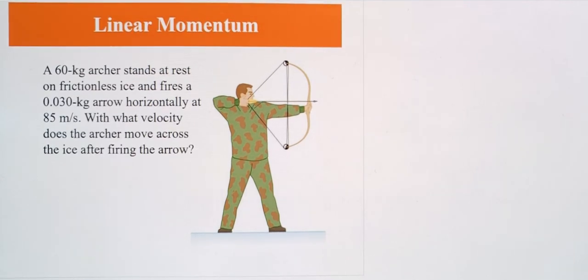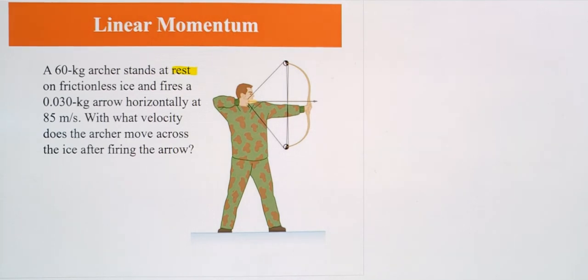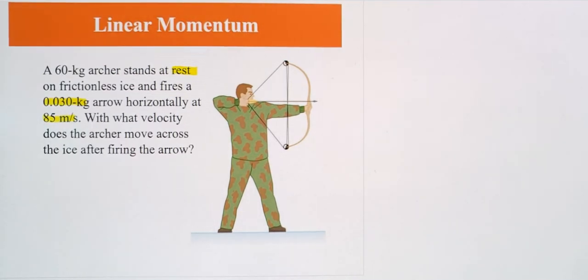So we start with this question. A 60 kilogram archer stands at rest, so that means he's not moving, on frictionless ice, and fires a 30 gram arrow horizontally at a certain velocity, 85 meter per second. So he gave us the mass and gave us the speed. With what velocity? So he's talking about velocity. So we need speed and direction. Does the archer move across the ice after firing the arrow?